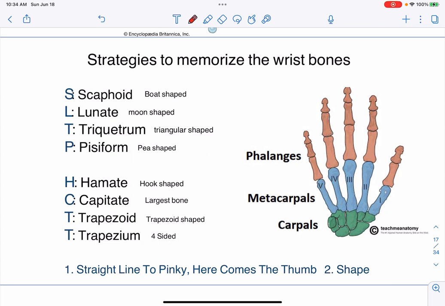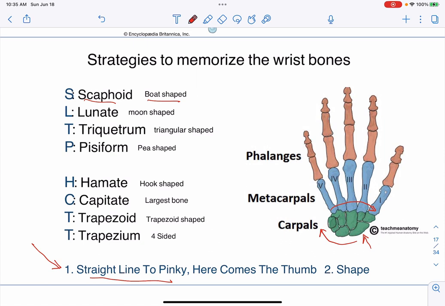So there are two ways to kind of memorize the wrist bones. You can either memorize the wrist bones using their name and the shape that they take on, or this mnemonic down here. This mnemonic is "straight line to pinky, here comes the thumb." Straight line to pinky, you always want to start near the thumb and work toward the pinky, because it's a straight line to the pinky. And then here comes the thumb going this way. So it's a clockwise motion.